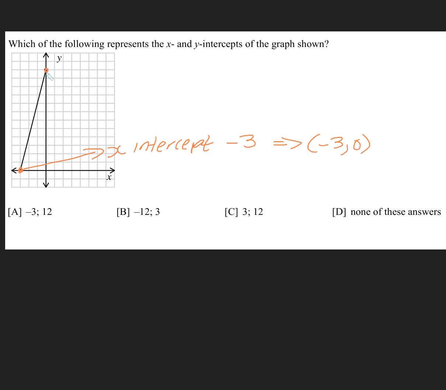Now right here, this is our y-intercept because this is where our line is cutting the y-axis. And this is cutting our y-axis at a value of, and if we count it, 1, 2, 3, 4, 5, 6, 7, 8, 9, 10, 11, 12. So it's at 12. If we wrote it as a point, you have a 0 for our x and a 12 for our y. So 0, 12. Now notice they didn't write their answers as points. So we know that our x-intercept is -3 and our y is 12.